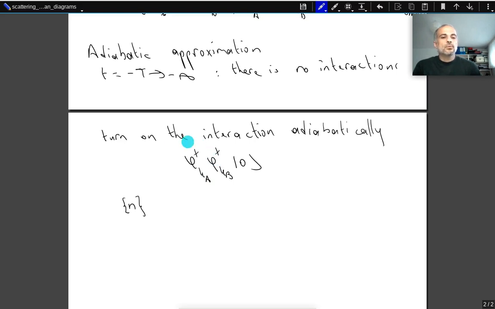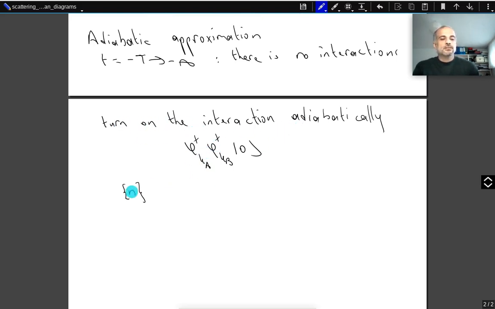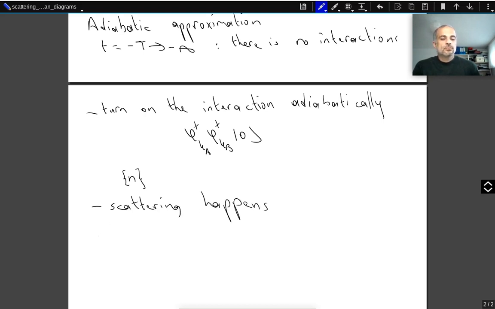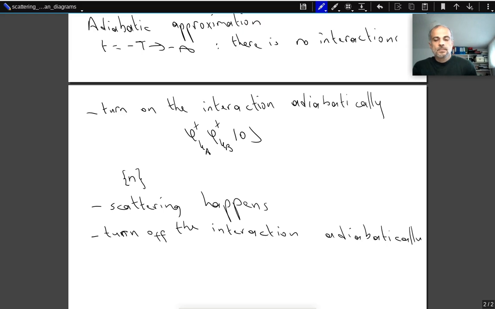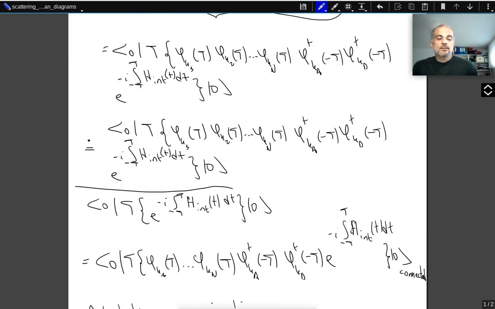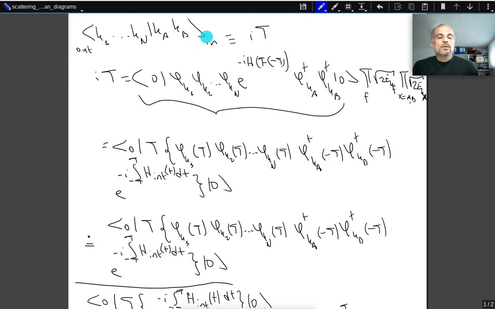And then we turned on the interaction adiabatically, scattering happens. And then we turn off the interaction, again adiabatically, so that we can actually also define, just like we define the in states, we can define the out states in terms of the non-interacting theory.